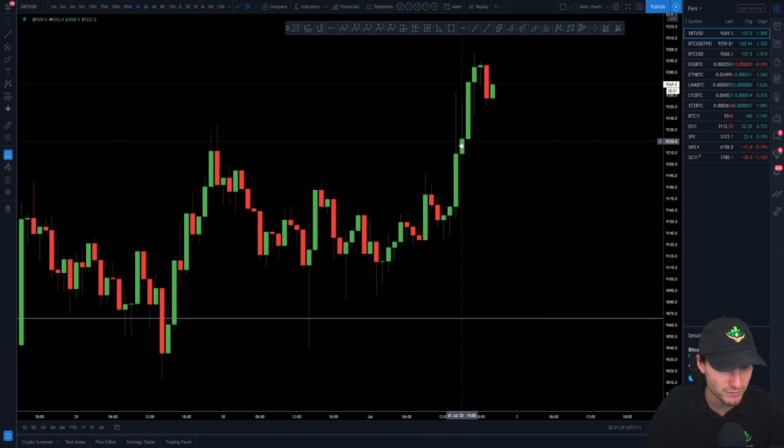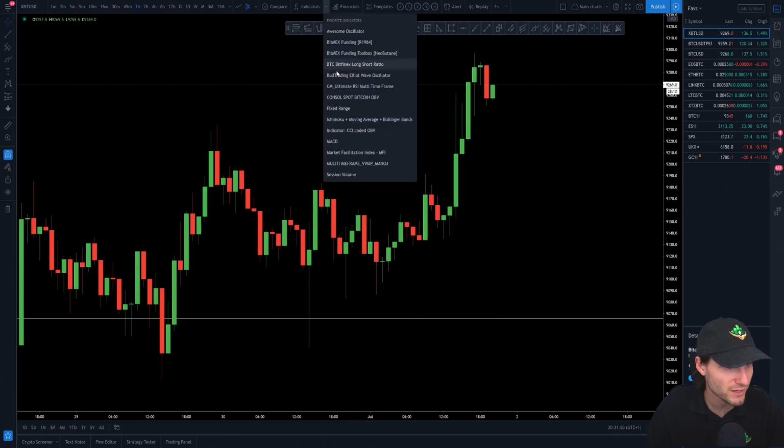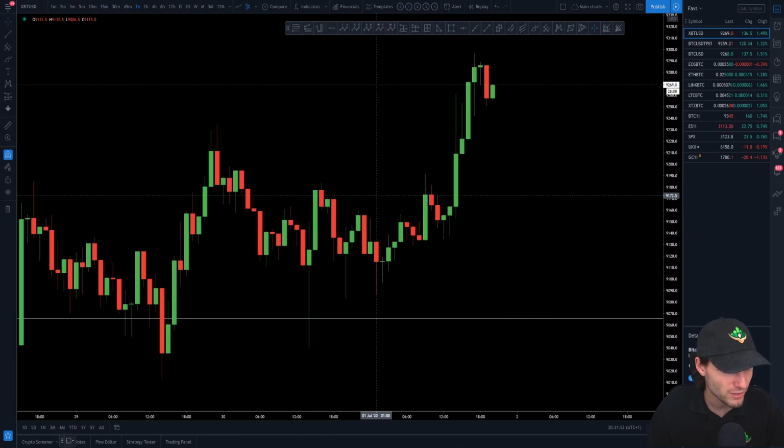So our daily open was, and I never do this manually, by the way, so this is a first for me. Our daily open here was on this candle, at $9,132. Okay, so then we could use something like a fixed range from our daily open, which was here.